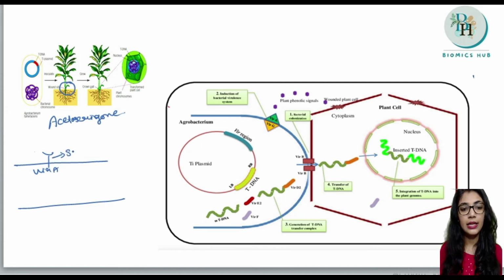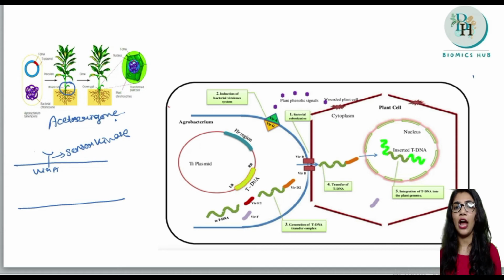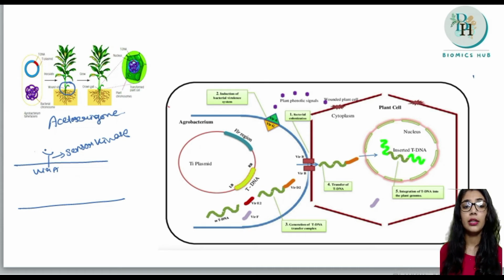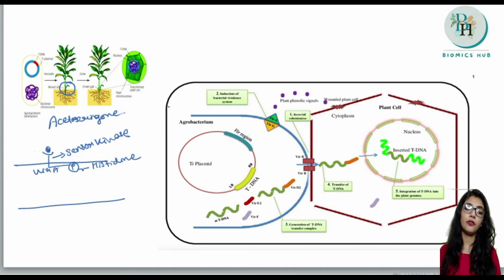It is a sensor kinase. That is the reason it senses that acetosyringone is present and that we have to receive it. As it is a kinase, it has autophosphorylation activity. After the acetosyringone has reached here, it phosphorylates itself. In which region is it phosphorylating? It is phosphorylating at the histidine amino acid, and it has been activated.